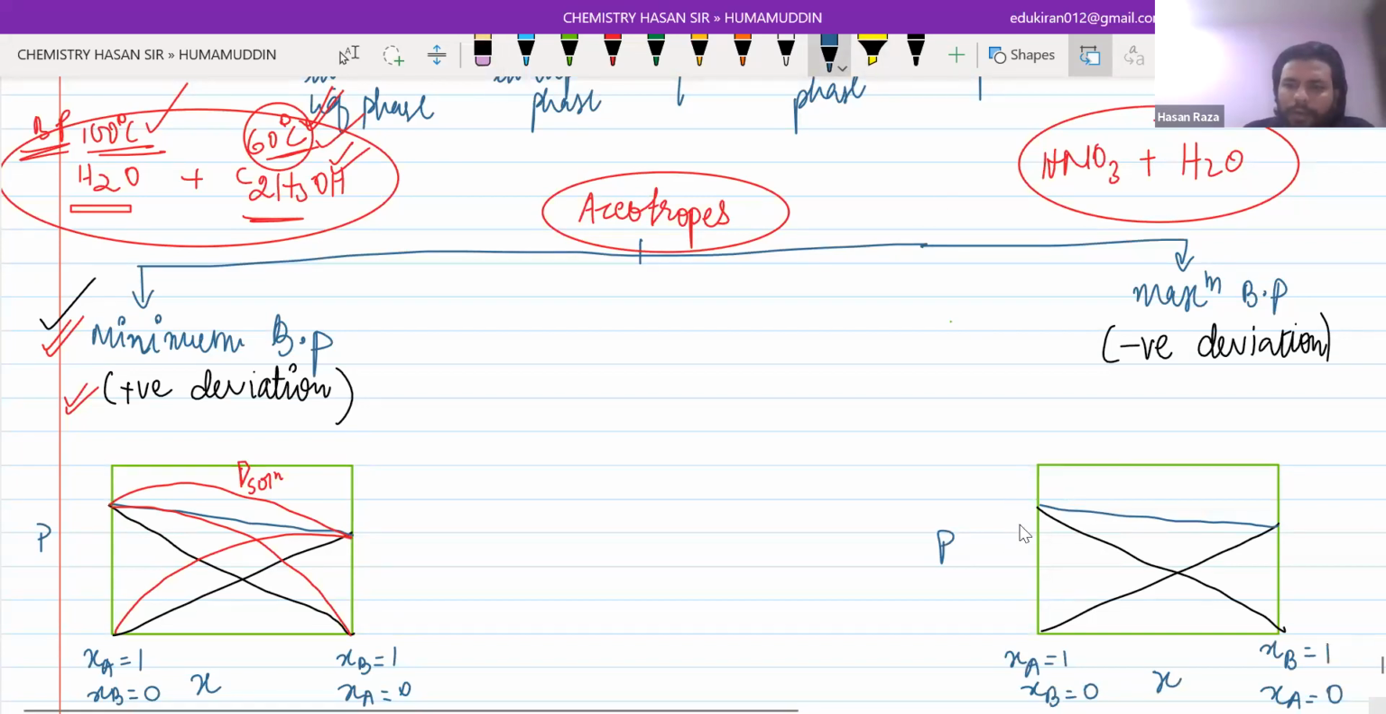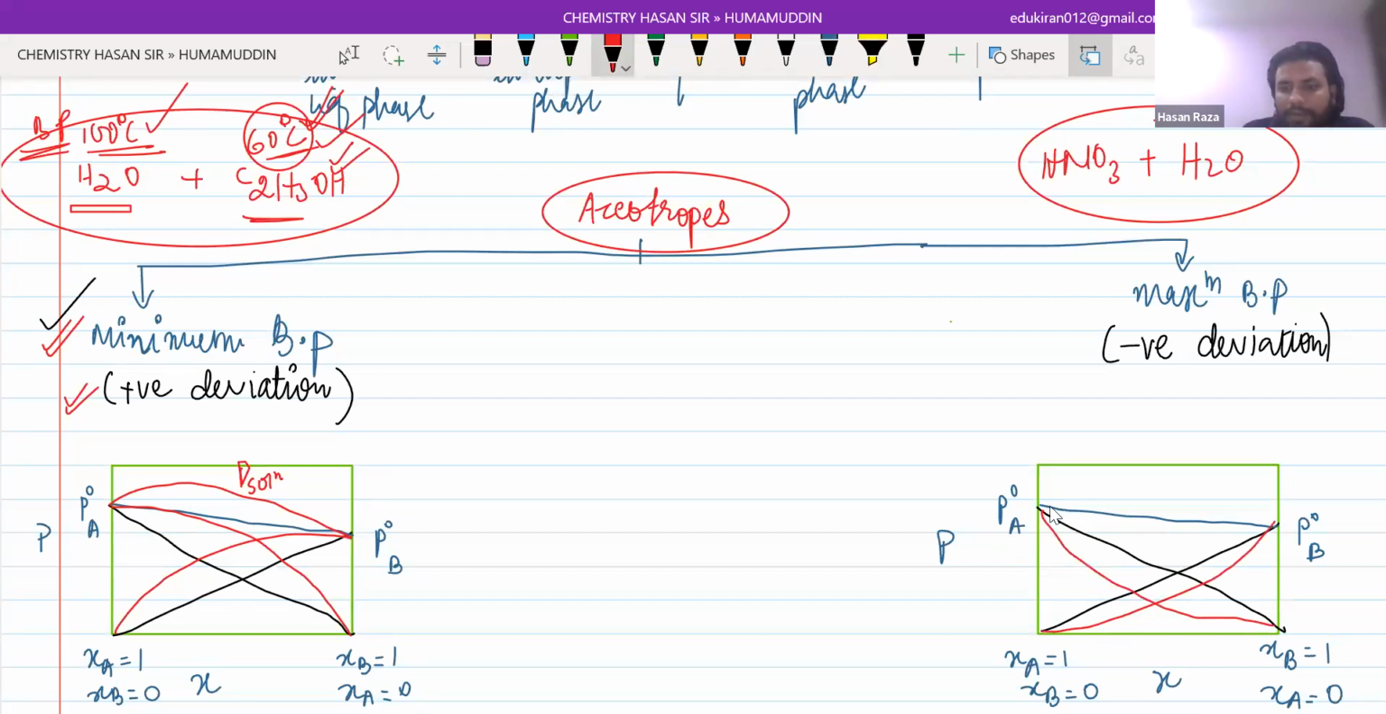You know that this will be your P naught A, P naught B. I forgot to write it in the previous graph as well. P naught B, and here it is P naught A. Now what will happen? Since it is negative deviation, there will be a decrement in vapor pressure, and hence it will be like this. And this is your P total, or pressure of the solution. Simple. So as you can see, it is decreasing, right?